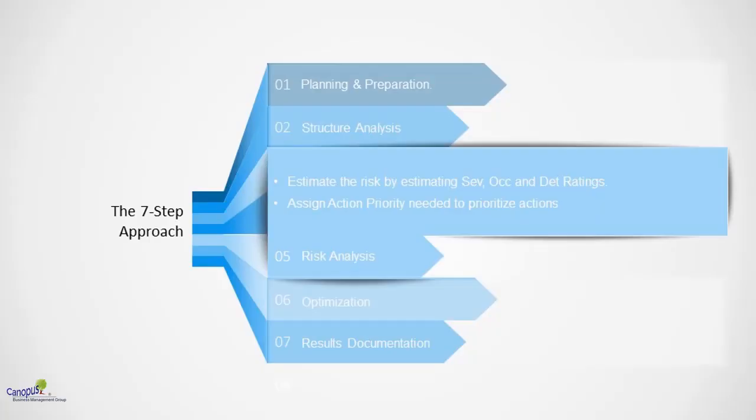It's very important for us to understand that when we are going to assign ratings for severity, occurrence, and detection, we need to look for historic data, we need to look for evidence, and then assign the ratings.